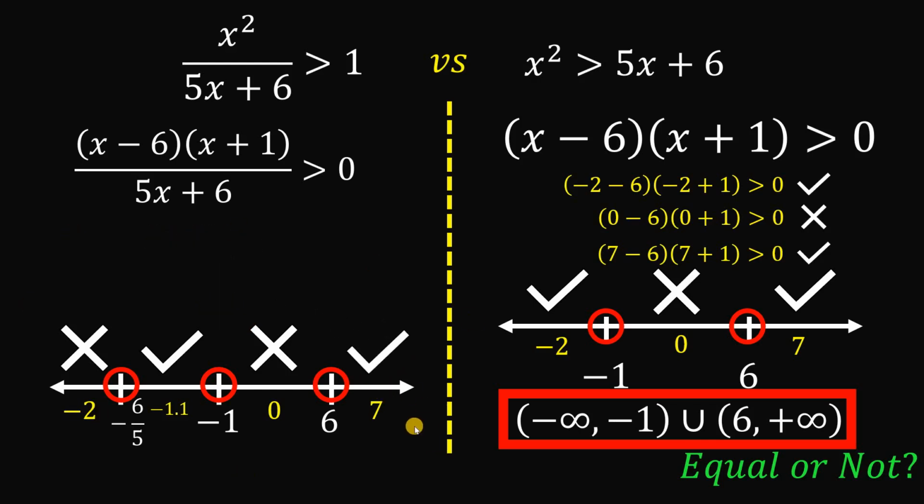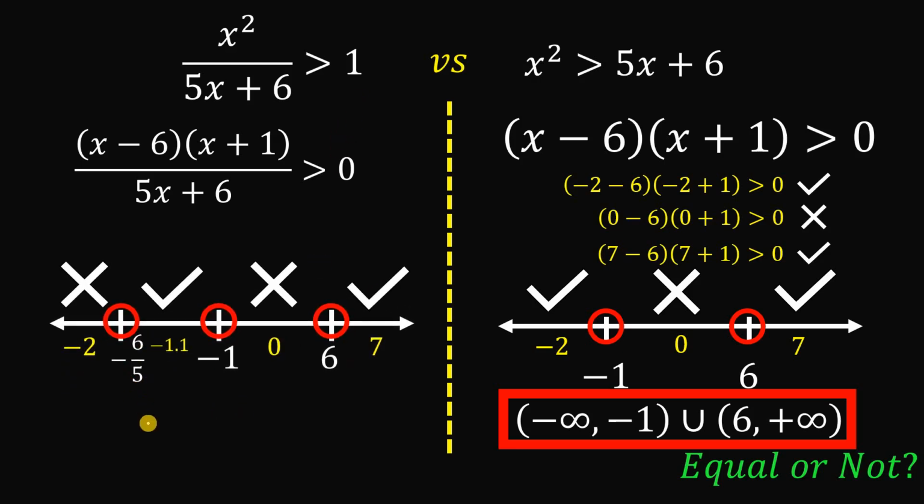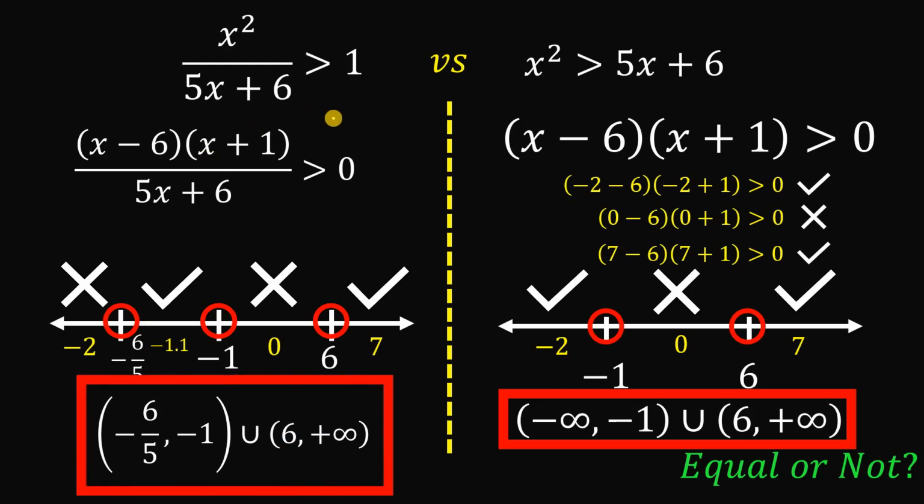Therefore, our solution to this inequality is simply from negative 6 over 5 comma negative 1. Both are parentheses because they are not included. Union parenthesis 6 up to positive infinity. And this is our answer to the first inequality.